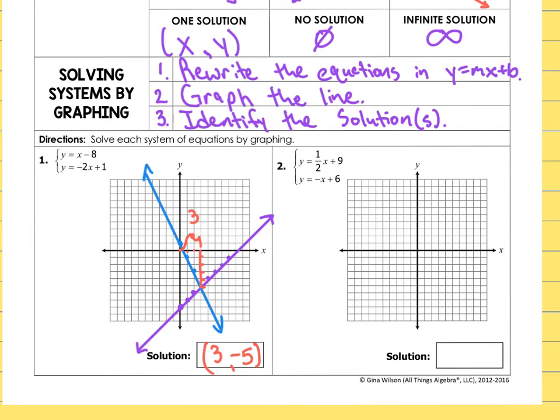I have the equations in y equals mx plus b. I graph the lines. When I find that intersection point, I found that the x coordinate is positive 3, and I had to go down 5, so my y is negative 5.